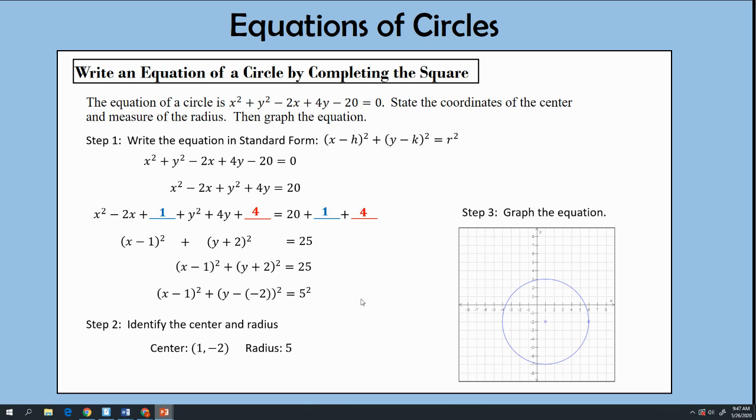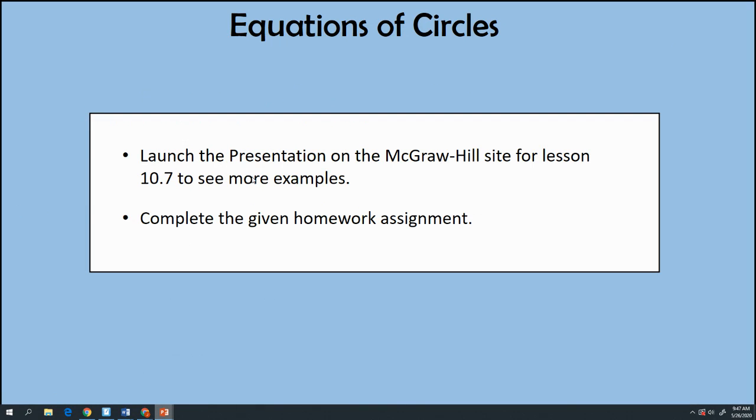All right, so that's what you're going to work on tonight, completing the square, and writing it in this center-radius form and then graphing it. There are some examples of this, I believe, in the lesson if you want to launch it and take a look at it. Your homework is going to be very specific to that process tonight.